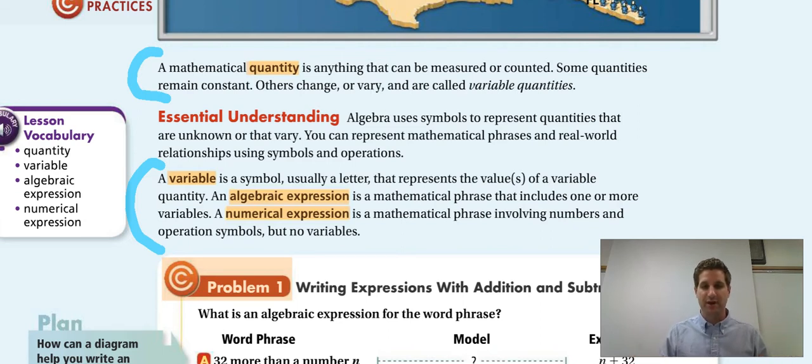Okay. So a variable is a symbol, usually a letter, that represents the value of a variable quantity. So like I said, we could maybe use X or Y or something like that. An algebraic expression is a mathematical phrase that includes one or more variables. So that's why we bring in algebra. And a numerical expression involves only numbers and operations, but no variables. Okay, so we're going to be mainly doing algebra in here, which means we're always going to have something that will vary. A lot of times we're going to try and find out what its value could be. Okay, so make sure those are written down, and let's get into our first problem.